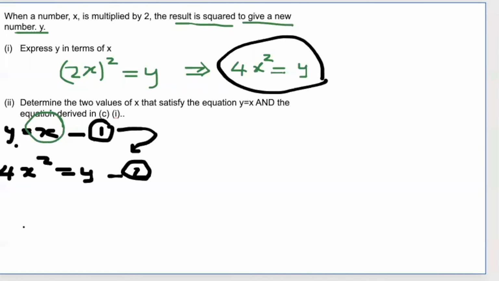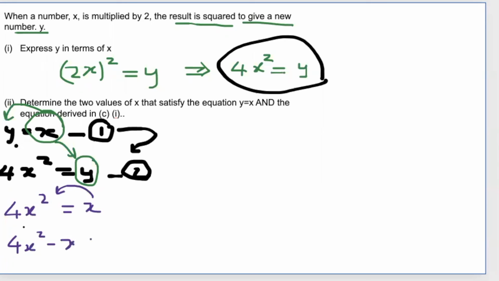So wherever I see the letter y, I can replace it with x, because equation 1 says y is equal to x. And you can go vice versa. You could have replaced x with y because it says y is equal to x. So replacing this y, what I will have is 4x squared equal x. Then I carry the x over the equal sign, so I have 4x squared minus x is equal to 0.